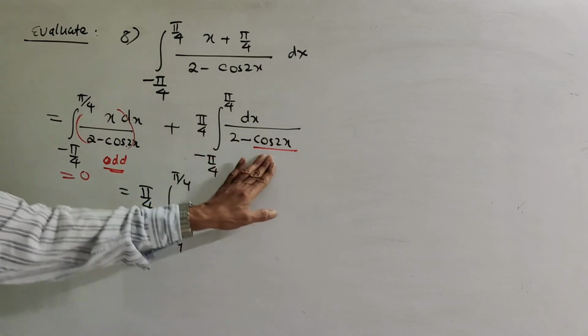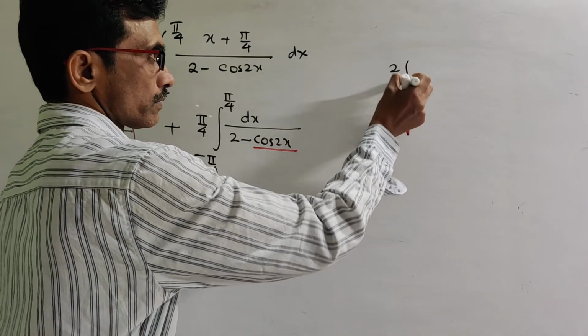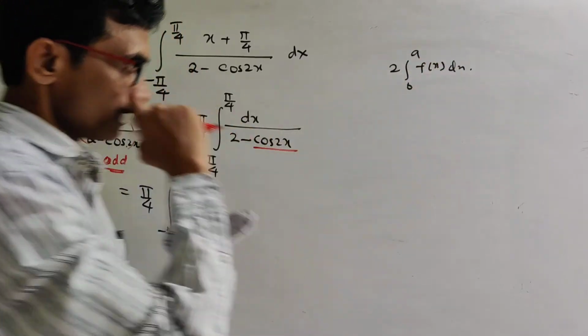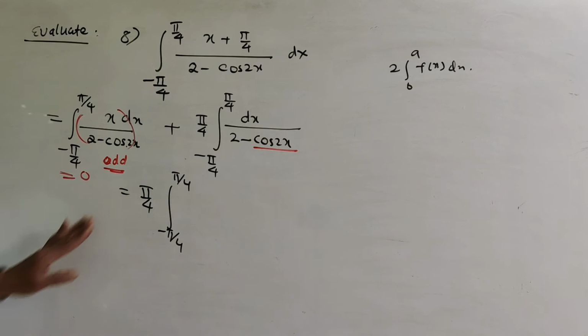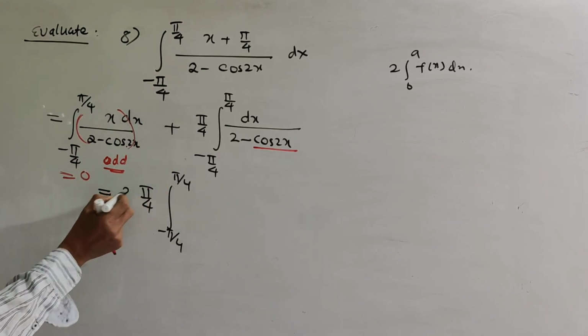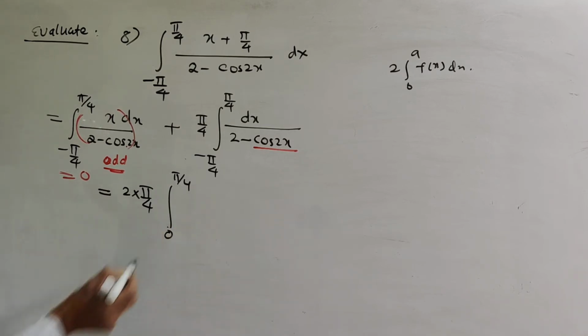Now it is an even function. As it is an even function, the integral from minus a to a of f(x) dx is 2 times the integral from 0 to a. So pi by 4 is already outside, and 2 times, here the integral is from 0 to pi by 4.